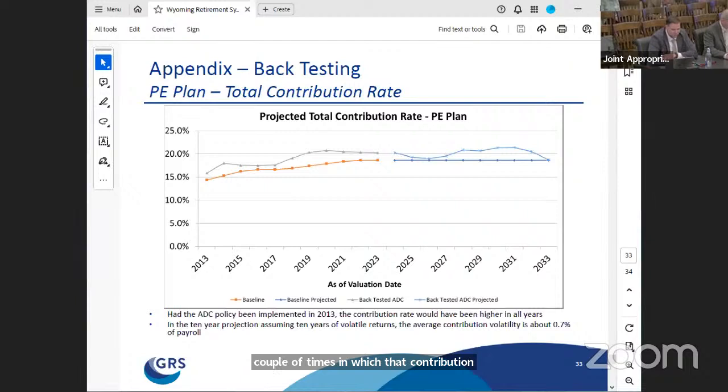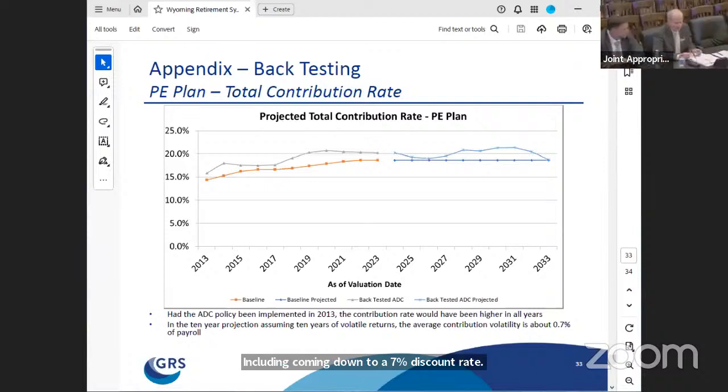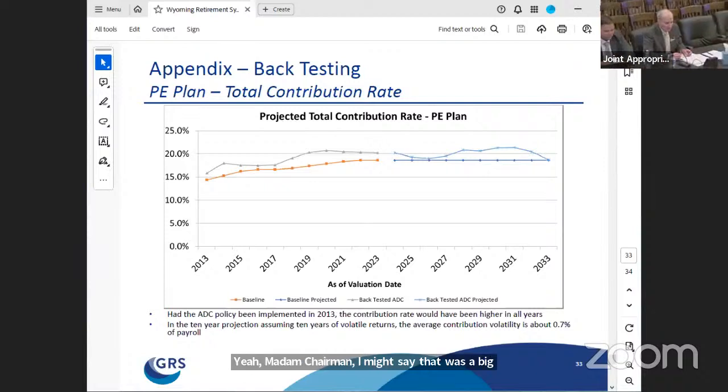And you can see that there's a couple of times in which that contribution amount jumps up. And so you see in 2018, 2019, that area there, that was an experience study that was performed. And that's when we changed quite a few assumptions at that point, including coming down to a 7% discount rate. Yeah, Madam Chairman, I might say that was a big one. We went from an assumption of 7.75 to 7%. That's 75 basis points. That had a big impact.